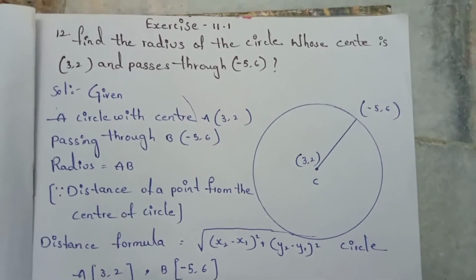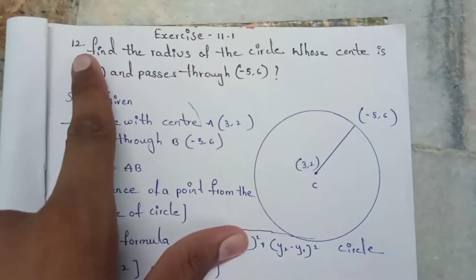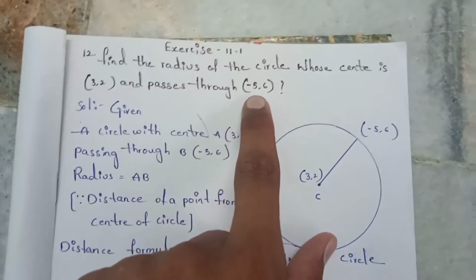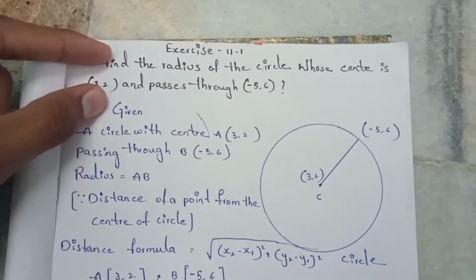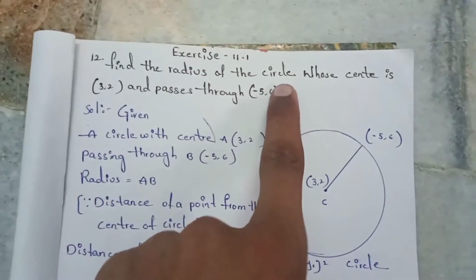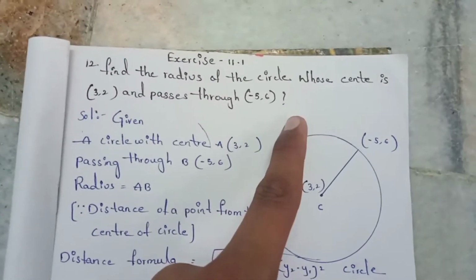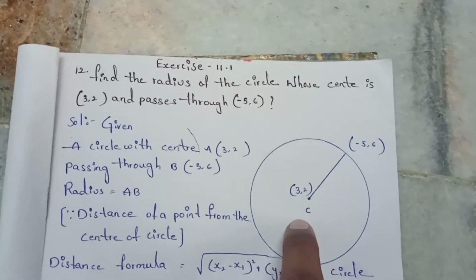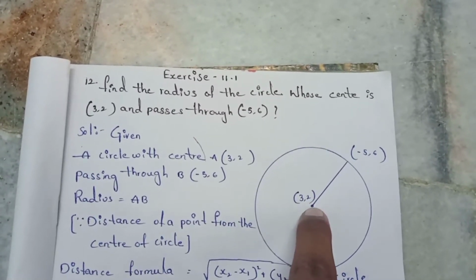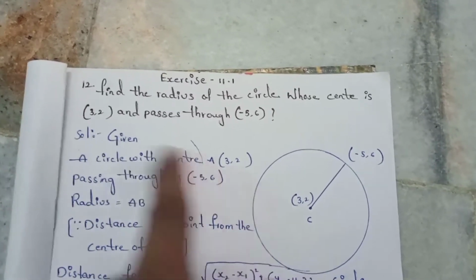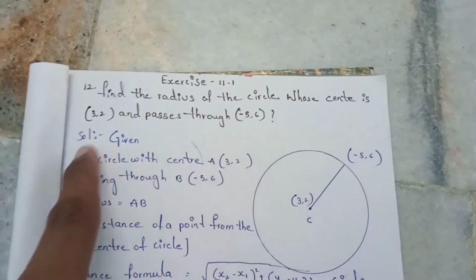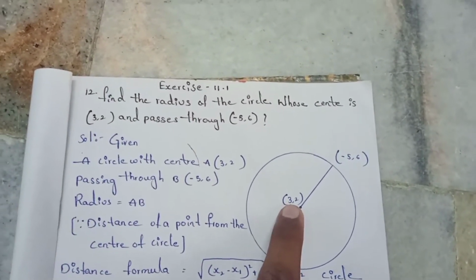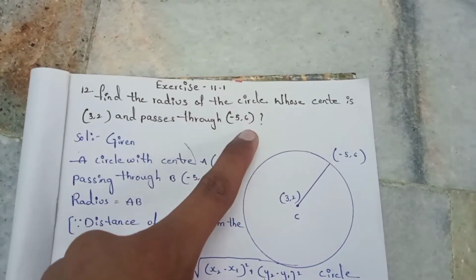Now see the exercise, 12th problem. Find the radius of the circle whose center is (3, 2) and passes through (minus 5, 6). Based on this question, what is given here? A circle. Let us draw a circle. Let us write C, that means the center of the circle. The center of the circle is the point (3, 2) and it passes through (minus 5, 6).